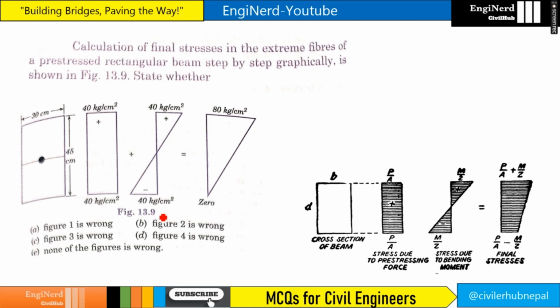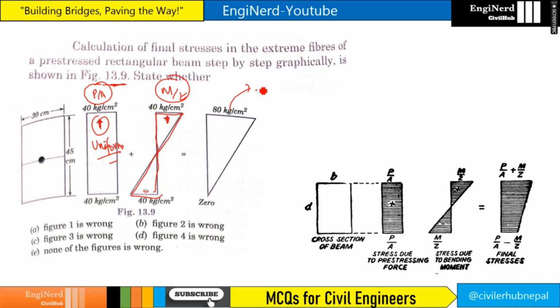so calculation of final stresses in the extreme fibers of a prestressed rectangular beam, step by step graphically, is shown in this figure. State which figure is wrong, we need to say, right? So for this, let's see. So if this is P by A and these are M by Z, right? So it's okay, it's right? So this is uniform prestressing force, and this is positive and toward this direction, right? And this is negative, and this is towards this direction.